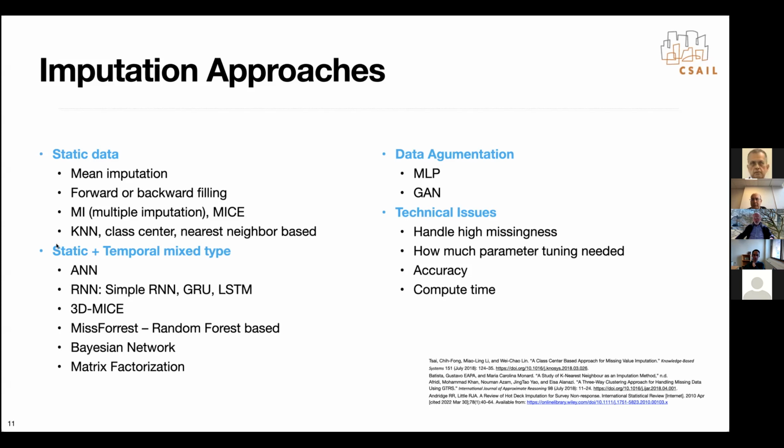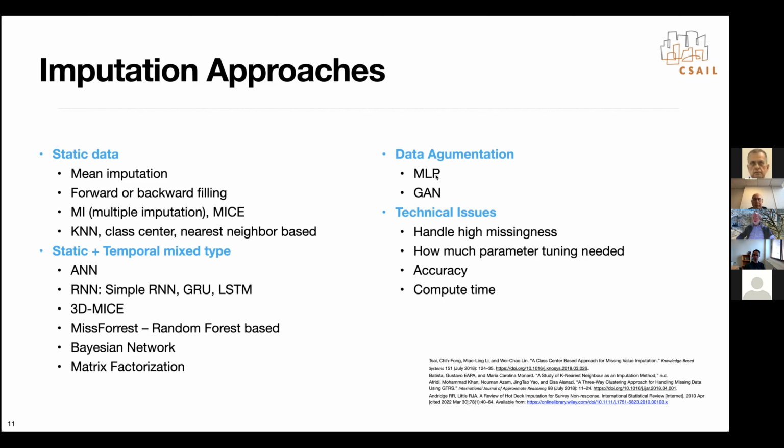Now, if you're dealing with both static and temporal mixed data, then there are various neural network methods that can be applied. One appealing one is recurrent neural networks and things like LSTMs that allow you to create essentially an embedding of an entire series of data, and from that learn a model that will impute missing elements relatively accurately. I'll talk a little bit about 3D MICE, which was a technique that we developed. And then there are, of course, missForest methods, which is sort of a random forest-based method that does a similar thing, Bayesian networks, matrix factorization, etc.